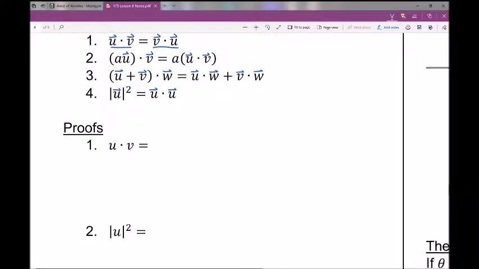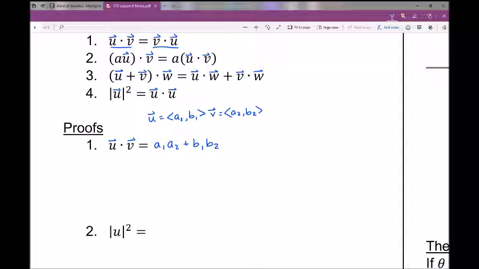So I want to just go through and show you why some of these are true. The first one we're going to show is that u dot v is the same as v dot u. What I would do first is start with u dot v, and we're going to define this dot product. So let's say that u is the vector a1, b1, and v is the vector a2, b2. So let's define this dot product. u dot v is going to be a1 a2 plus b1 b2.